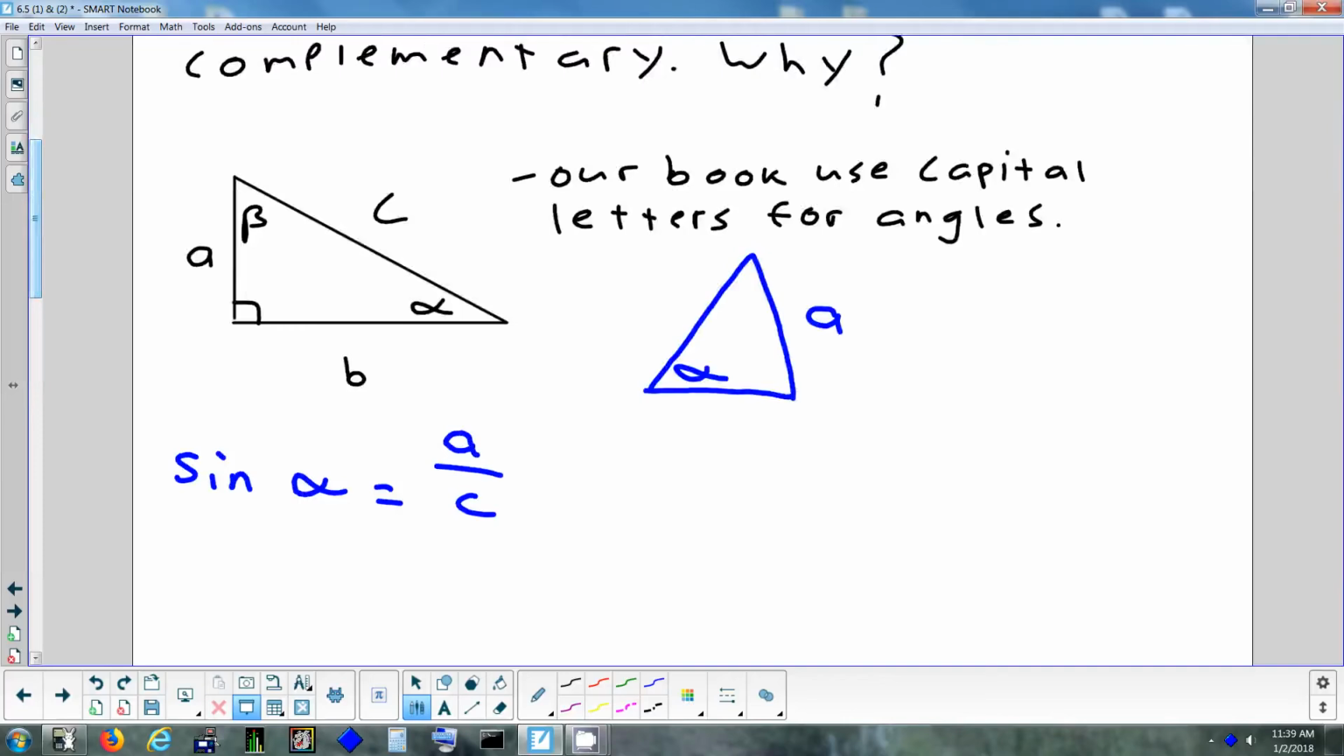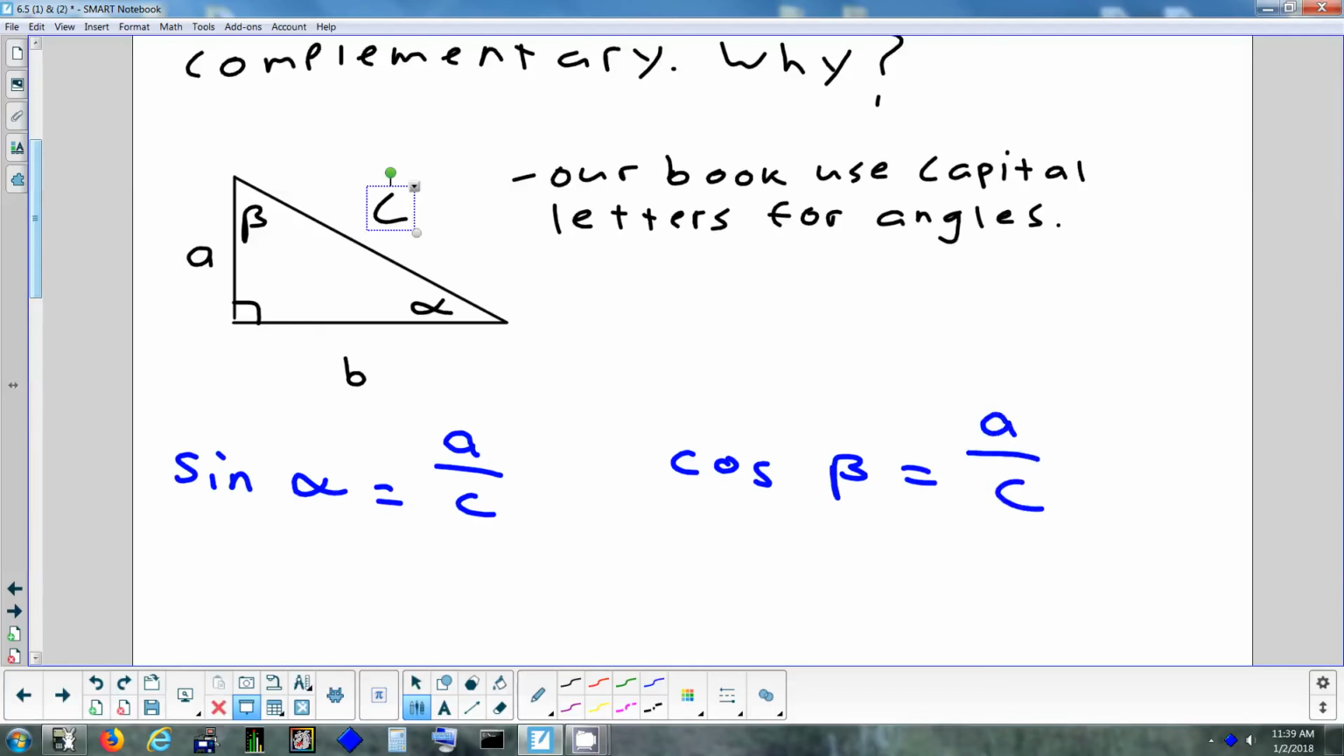Let's find the cosine of theta. What's the cosine of beta? It's the same thing. Adjacent over hypotenuse. A over c.